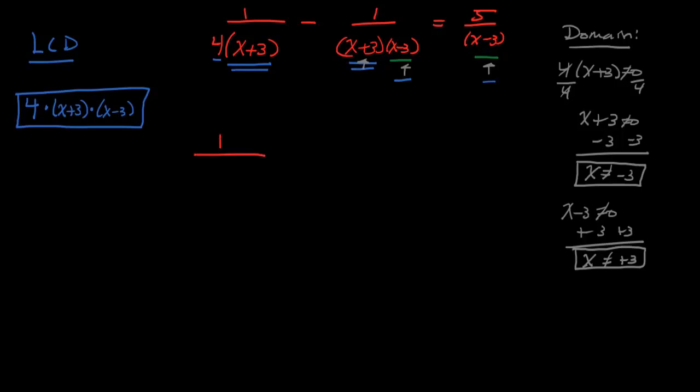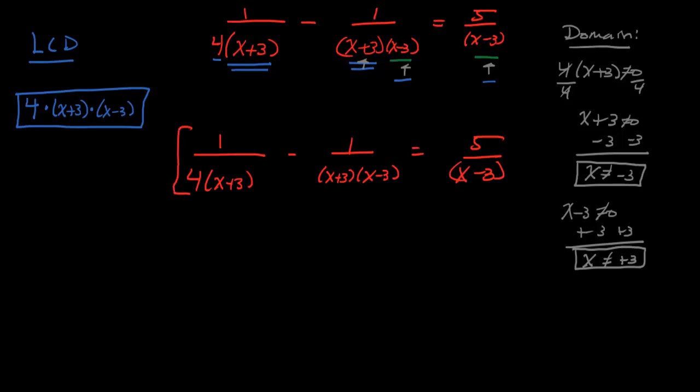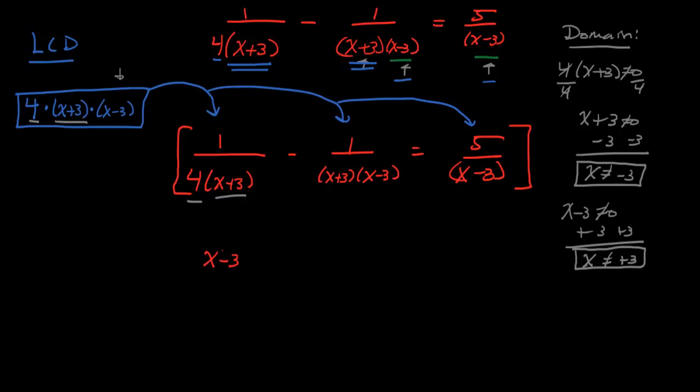So now I'm going to have 1 all over 4 times x plus 3, and I'm going to subtract off 1 over x plus 3 times x minus 3, and that's going to equal 5 all over x minus 3. And now I multiply this through by this LCD. So this LCD will be distributed to each term. Hopefully we can see in each one of these terms, I'm going to have some terms that cancel. So this 4 would cancel with this 4. This x plus 3 would cancel with this x plus 3. So I'm left with x minus 3 times 1, which is just x minus 3, and this denominator cancels off.